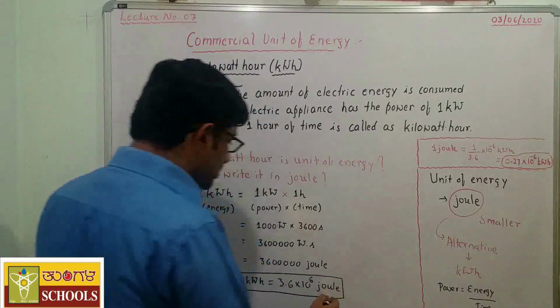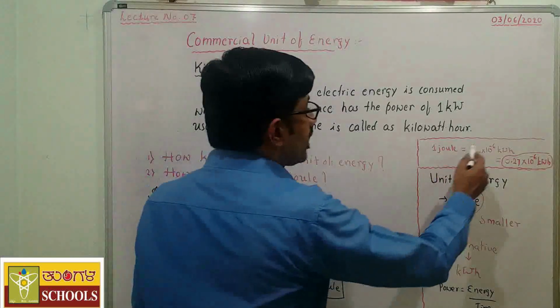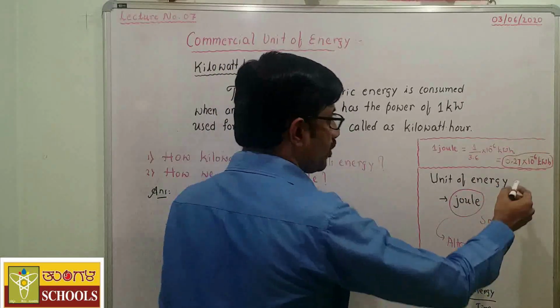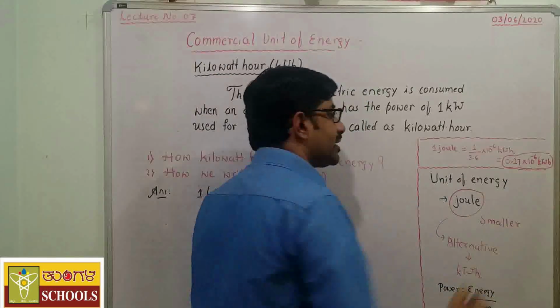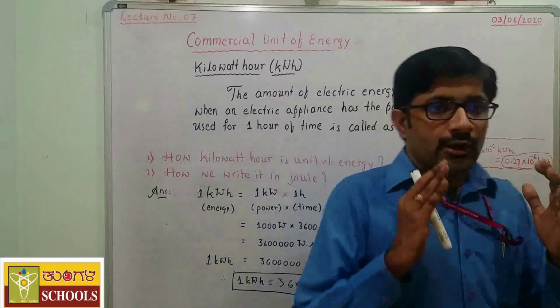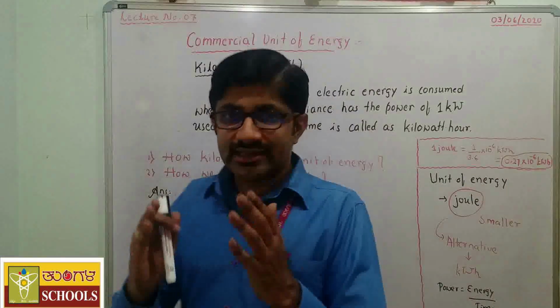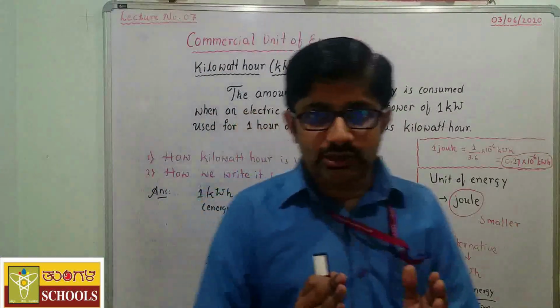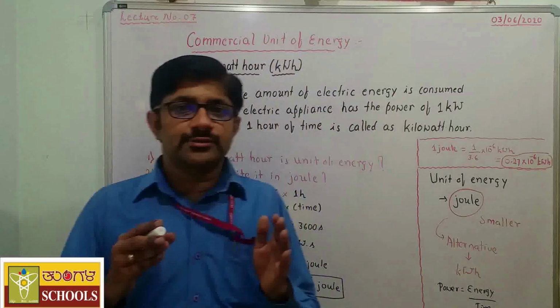Therefore 1 joule can be written as 1 divided by 3.6 into 10 to the power 6 kilowatt hour, which is equal to 0.27 into 10 to the power minus 6 kilowatt hour. Means 0.27 into 10 to the power minus 6 kilowatt hour gives you 1 joule of energy. I hope you understood this part.